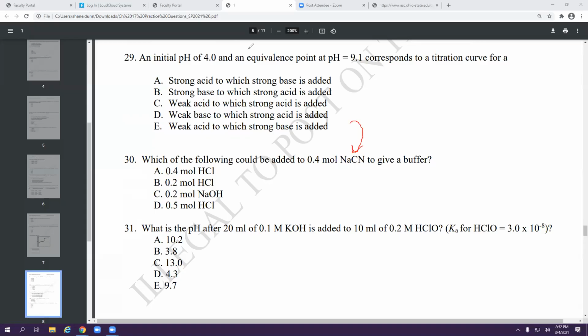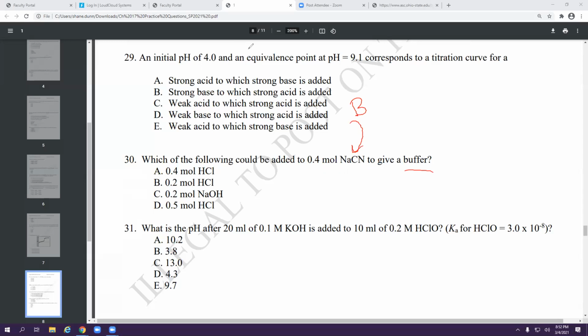Is that a weak base? Okay, first off, what is that? That right there has NaCN, right? Is that a base or an acid? It's a base, right? Okay. And I'm trying to get a buffer. So it's some type of base, and I'm trying to get a buffer. So a buffer is what? A weak acid and conjugate base, or a weak base plus conjugate acid, right? So I'm saying it's a base.